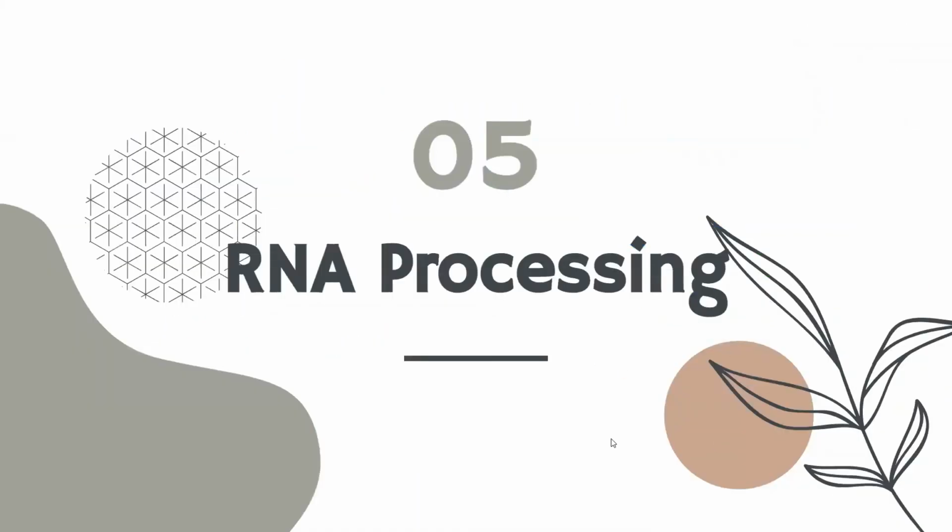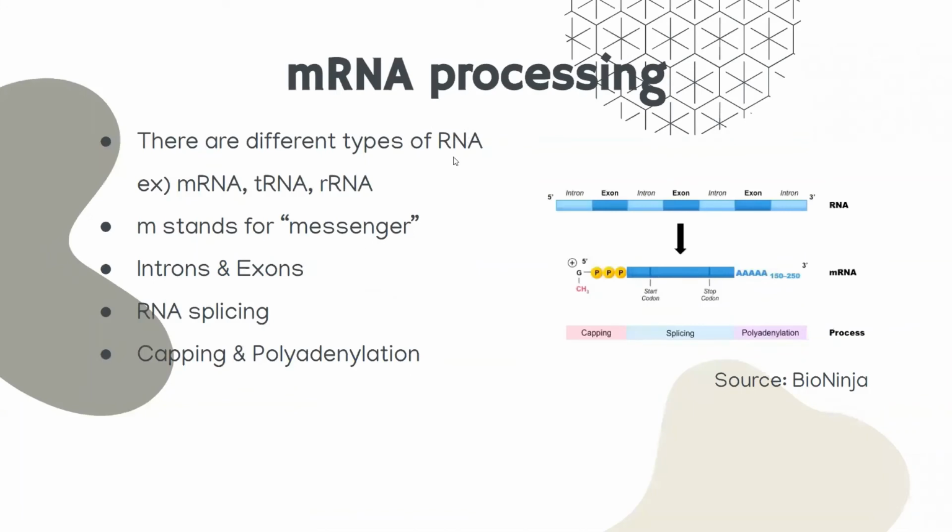Number 5, RNA processing, mRNA processing. There are different types of RNA actually. The RNA I've talked about until now is mostly mRNA. The M stands for messenger, and messenger RNA is like the copy version of DNA. It's a messenger. And there's something else called tRNA. There's also something called rRNA.